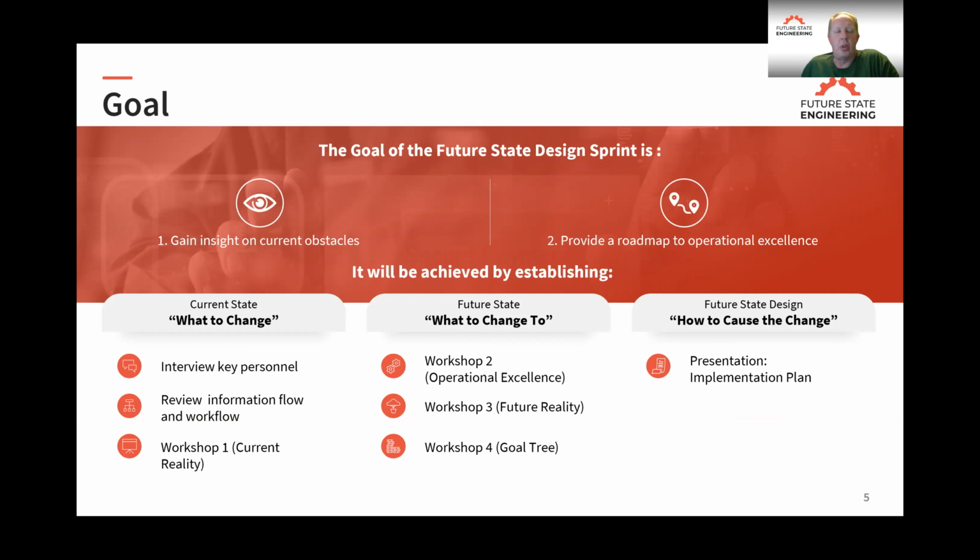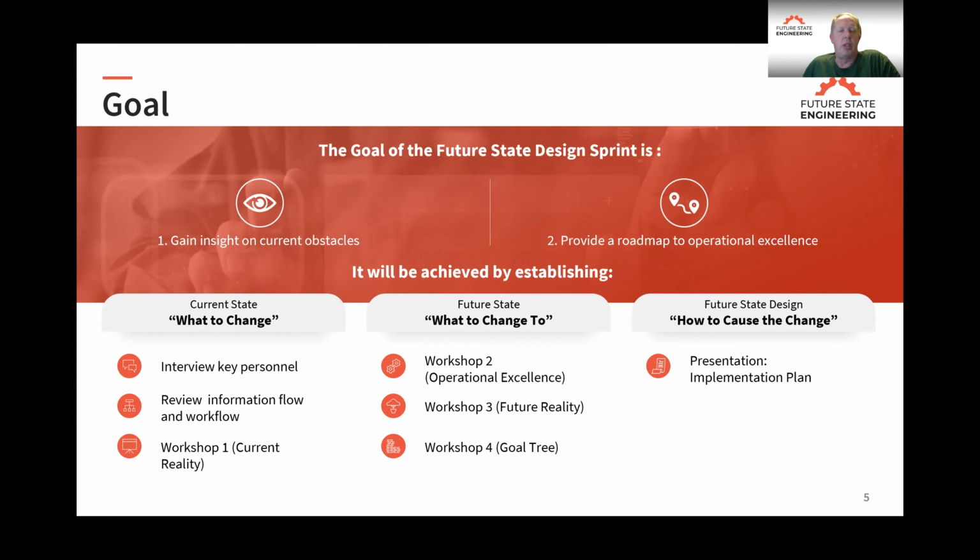Then we move to the second stage, which is what to change to. So once we get consensus on what we need to change, the second step is consensus on what to change to. We do that first by usually doing a full day workshop on operational excellence that brings into account concepts of theory of constraints, concepts of lean, concepts of total quality management. What we're trying to do is educate the people in the room on different concepts so that we can design the future reality.